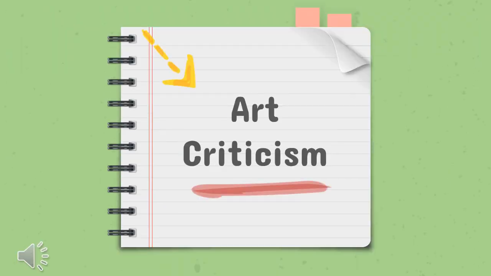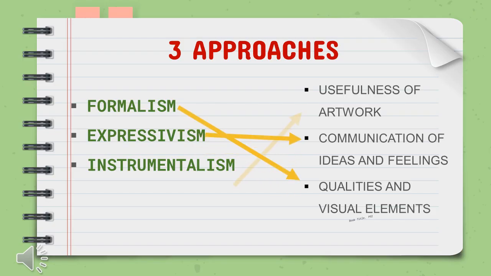Next one, we have art criticism. We have three approaches in art criticism. The first one is formalism, second we have expressivism, and the third one we have instrumentalism. As you can see, we can define them based on their root word. For example, formalism, of course, talks about form from the word itself. Expressivism is to express, and instrumentalism is, of course, the usefulness of the instruments itself.